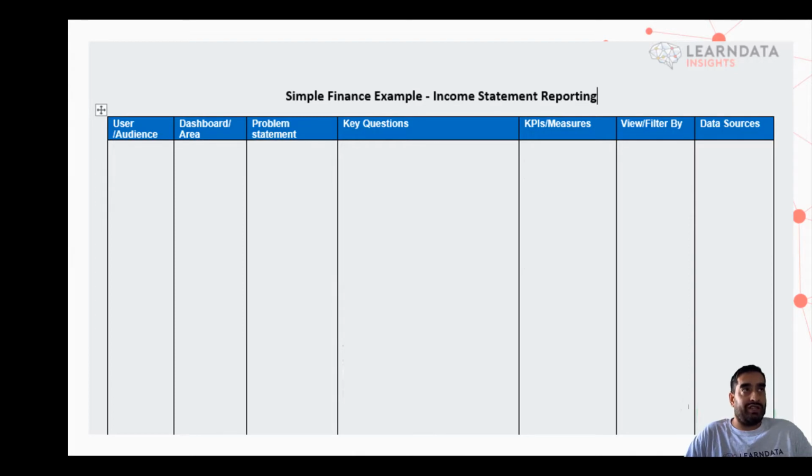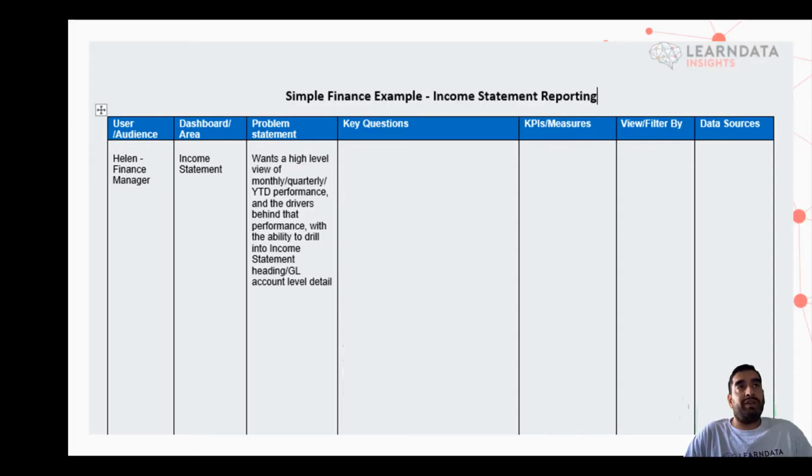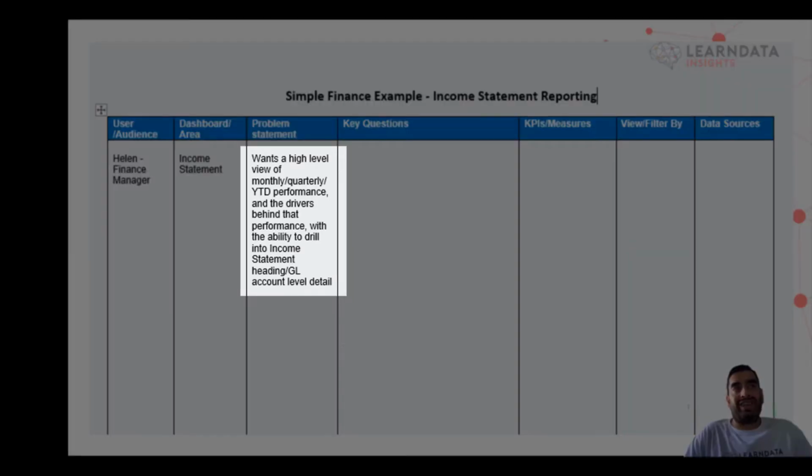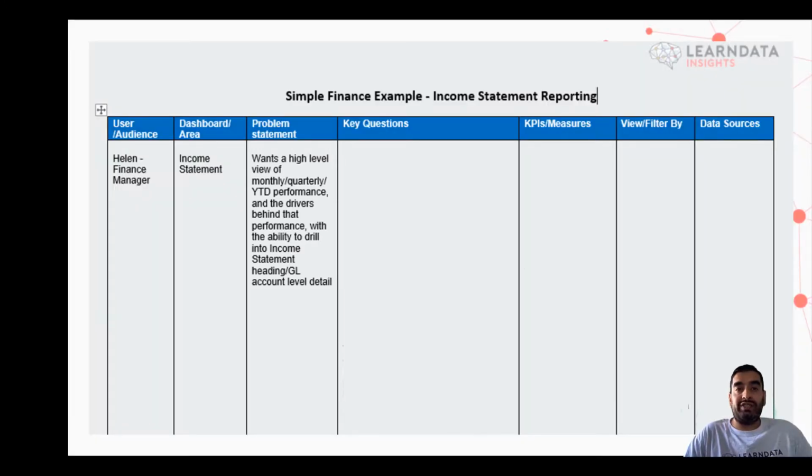So let's look at this with an example. So we started with Helen, finance manager, as one of our user stories, and she was particularly interested in income statement reporting. And her problem statement, I mean, this is more phrased here as a requirement than a problem statement per se, but she wanted to get that high level view of monthly, quarterly and year-to-date performance and the drivers behind that performance, but also have the ability to drill down into income statement heading or GL, general ledger, account level detail. And perhaps this is something she's not able to do with the current, say, Excel-based reports.